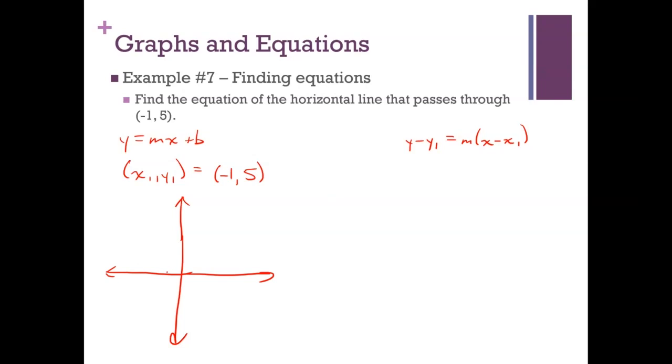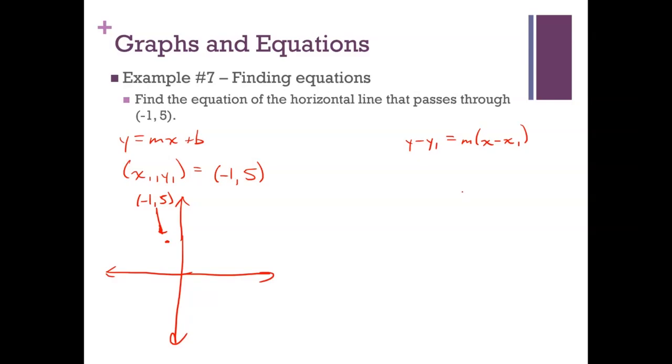So where is the point negative 1, 5? Over here somewhere. Where would that point need to be if it was the y-intercept? It'd have to be 0, 5, right? It would have to have an x-coordinate of 0. So I don't know the y-intercept yet.